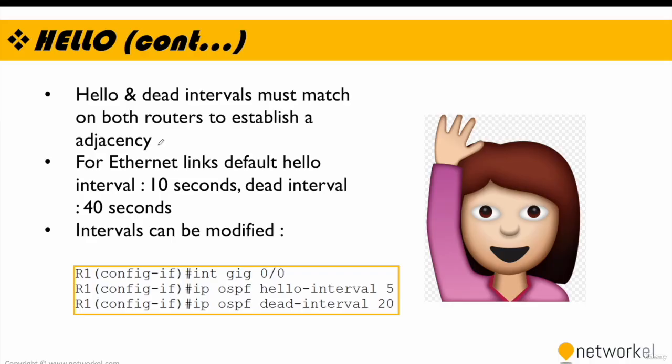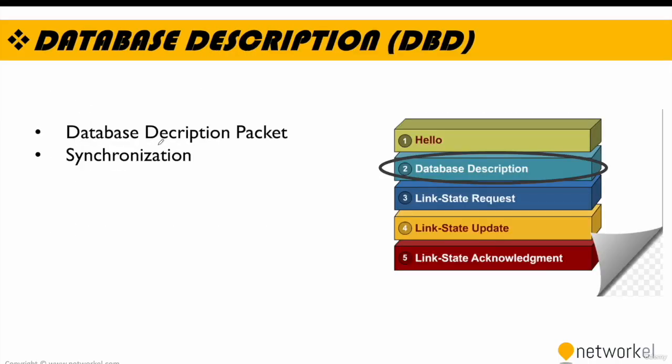You can modify them as per your need. But again, just make sure both sides of the OSPF routers have the same hello and dead interval values, otherwise they cannot form an OSPF neighborship. For link state routing protocols, it is essential that the link state database for all the routers remain synchronized. This synchronization will begin as soon as an adjacency is formed between the neighbors.